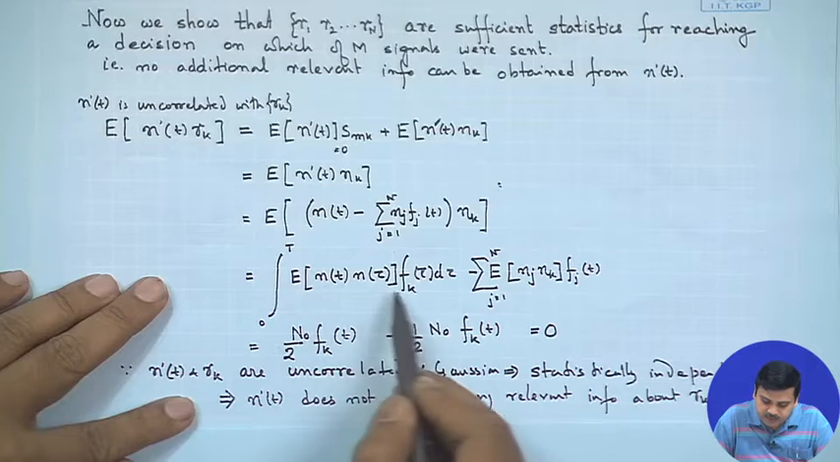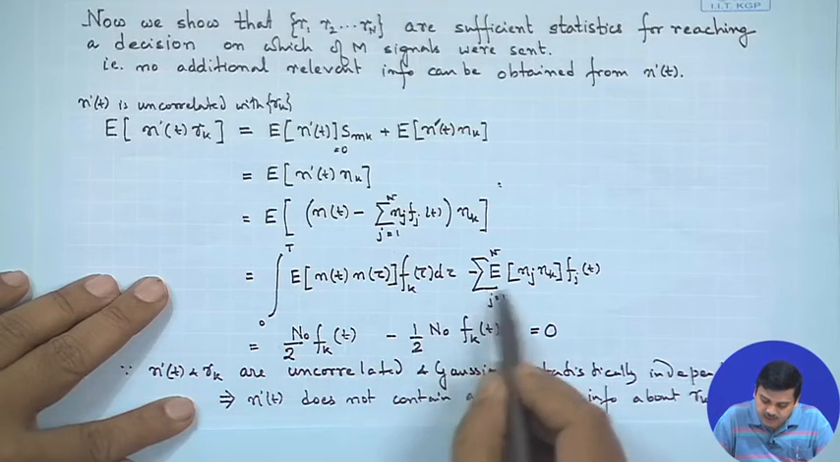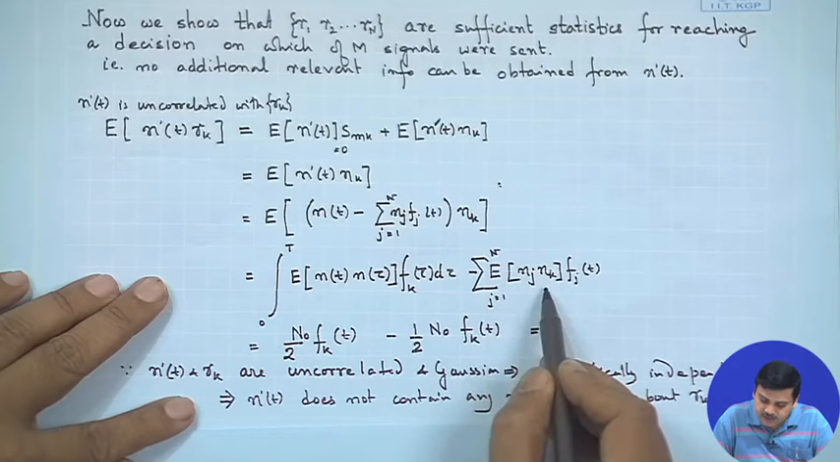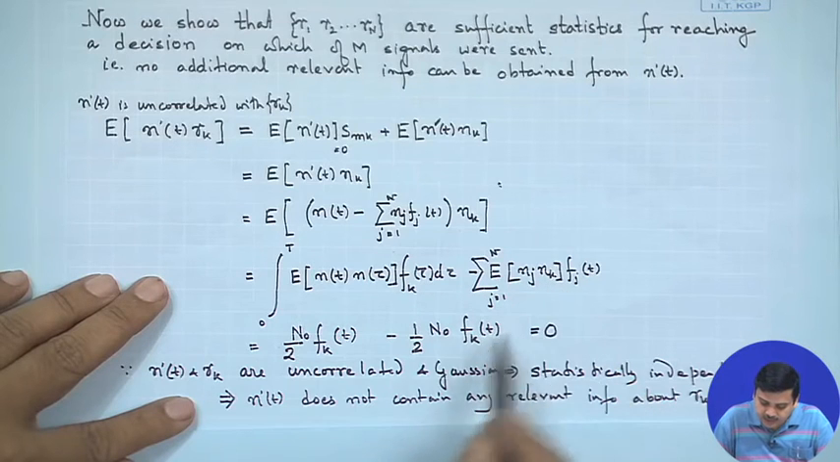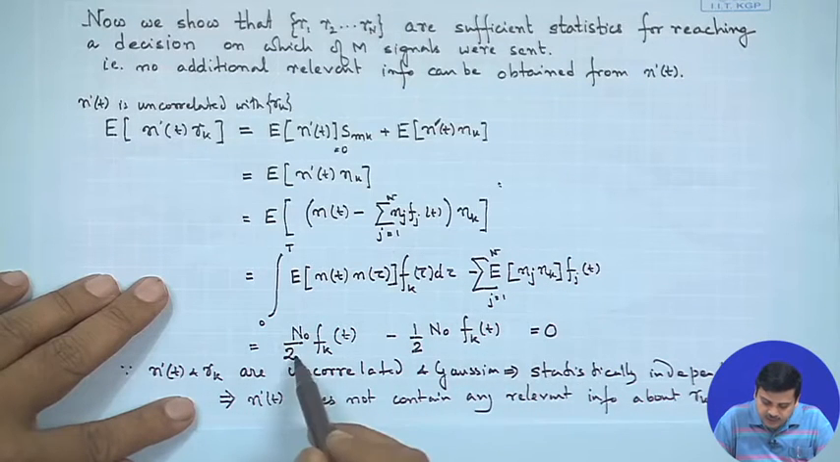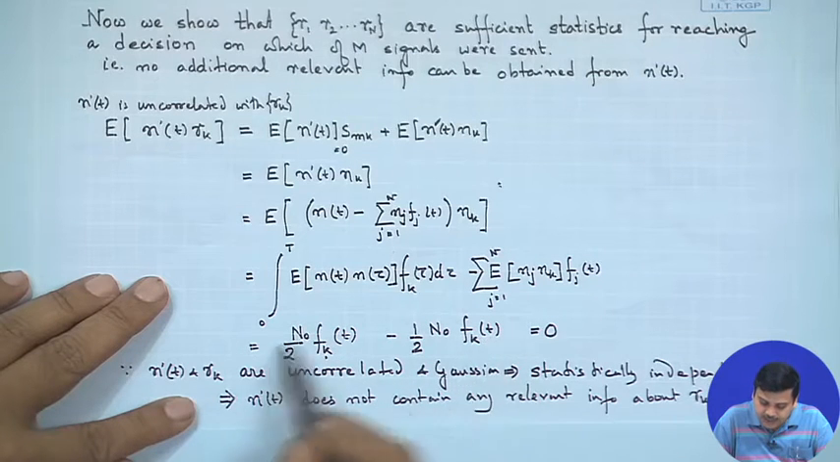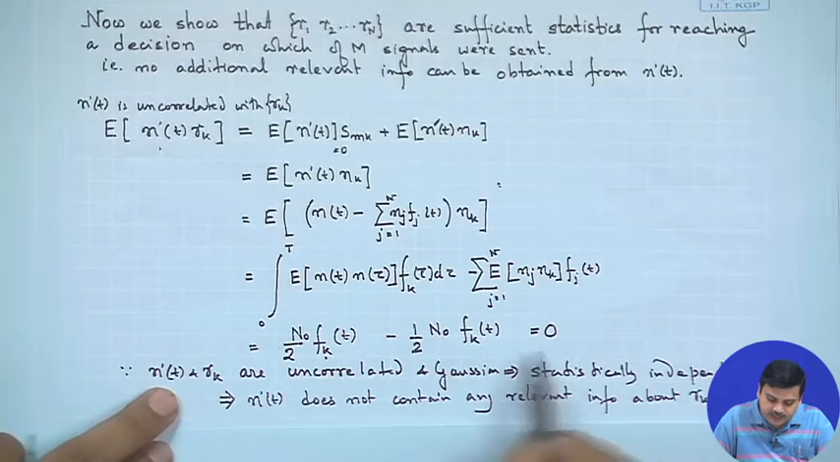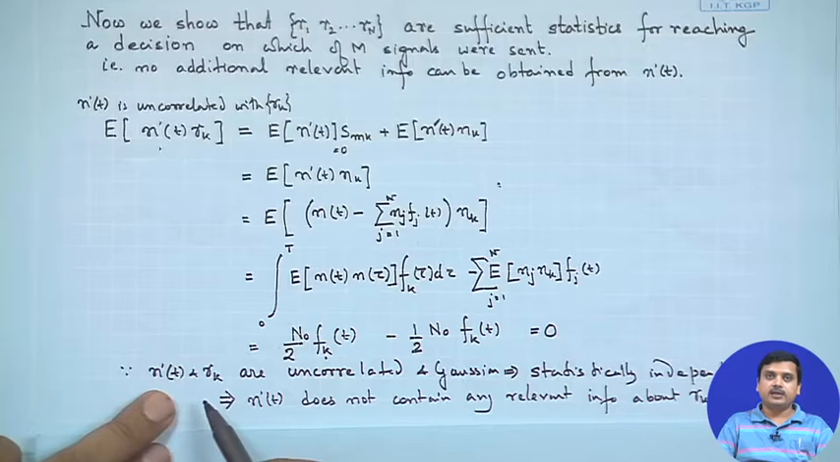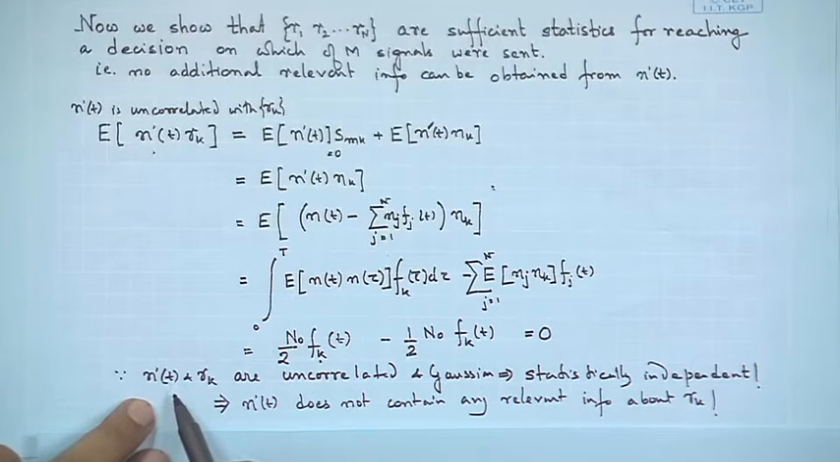That means it is basically f_k(t), that is what we are left with, and from this it is again N_0 by 2 delta_jk. So, for j equals k it is valid. What you are left with here is N_0 by 2 f_k(t) minus N_0 by 2 f_k(t) again, which goes to 0. This going to 0 indicates that n prime and r_k are statistically independent, and hence you do not infer any information about r_k from n prime of t.